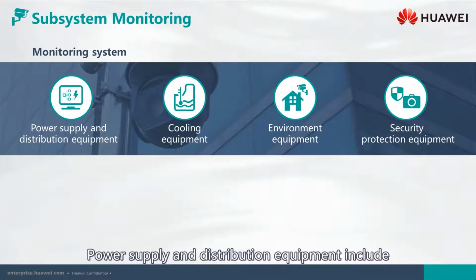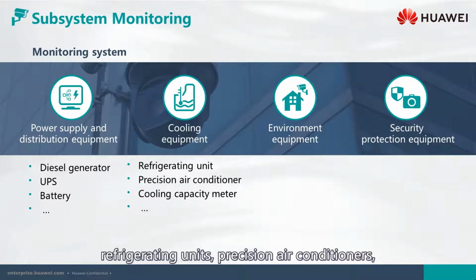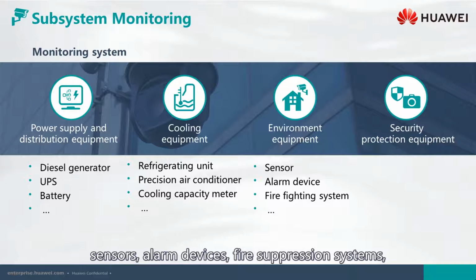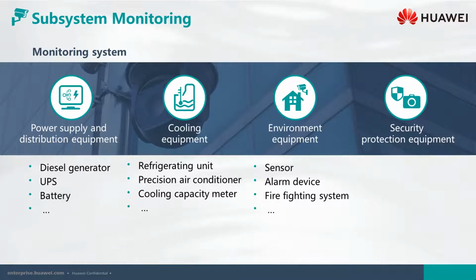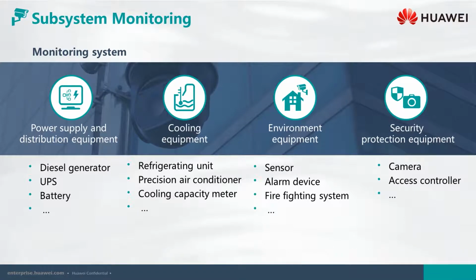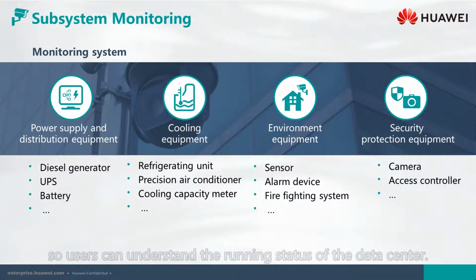Power supply and distribution equipment include generators, UPSs, and batteries. Cooling equipment includes refrigerating units, precision air conditioners, and cooling capacity meters. Environment equipment includes sensors, alarm devices, fire suppression systems, and security equipment such as cameras and access controllers. The monitoring system can monitor the subsystems and devices so users can understand the running status of the data center.